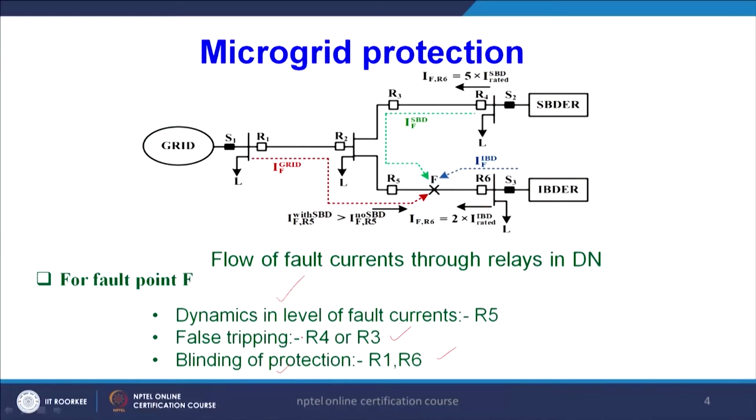Similarly, blinding of protection means there is a fault, but the relay is not able to detect it, as the fault current level has decreased. Let me clarify here that mostly at the distribution level we prefer the overcurrent relaying principle, and this blinding of protection is basically an issue with overcurrent relays. Due to this issue, the overcurrent relay will see less fault current, which may be below the setting value, the I set. So, in that case the relay will not be able to detect the fault.